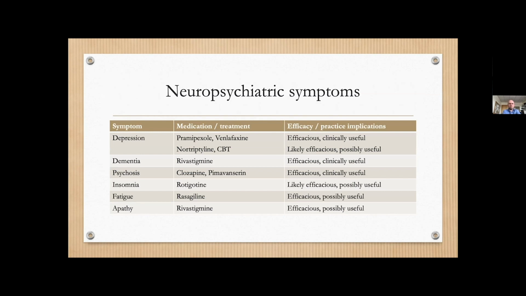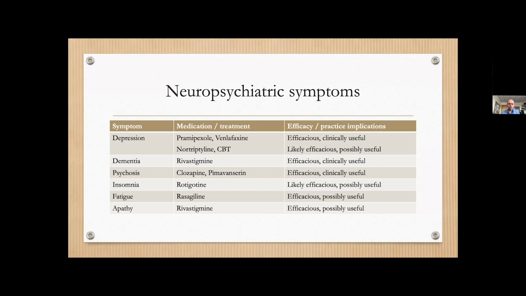But if the symptoms are depression, then pramipexole, venlafaxine, nortriptyline, and cognitive behavioral therapies all have got some evidence base. Pramipexole as a dopamine agonist is also associated with other side effects that might take you away from doing that regularly. Parkinson's services vary a little bit in terms of their management of dementia. Sometimes that's referred into old age psychiatry clinics, certainly locally in Glasgow. Other times you don't have access to those.